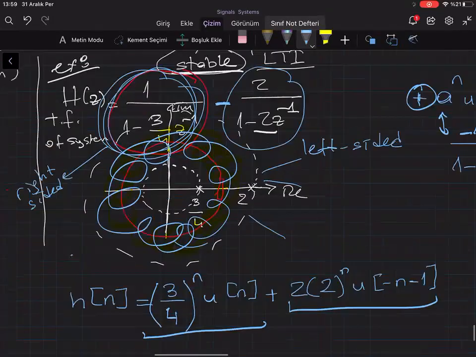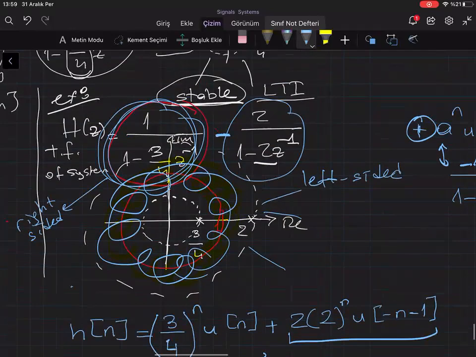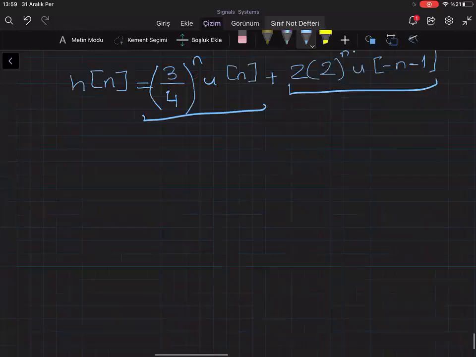So, what if we have a time shift on the left-sided part? Here, 2 times z to the minus 1. If I have it like this, it wouldn't affect my pole. It only affects my zero. Again, we add minus 1 then. Here you mean h of n? Yes, that's your question.